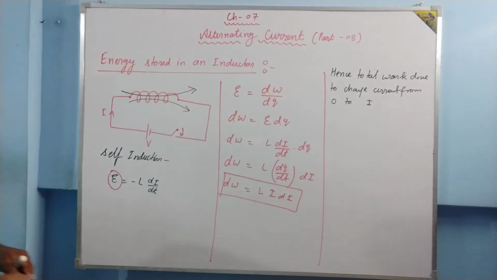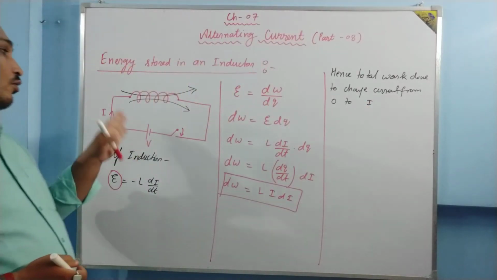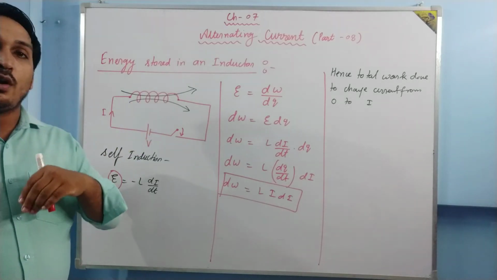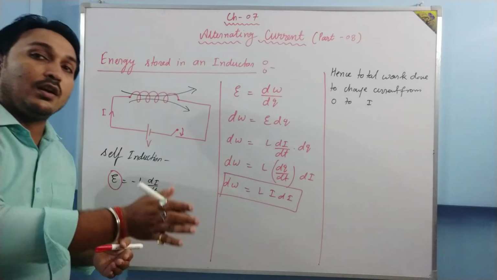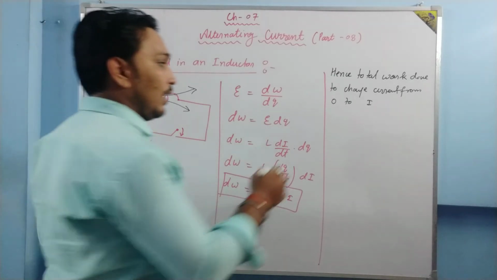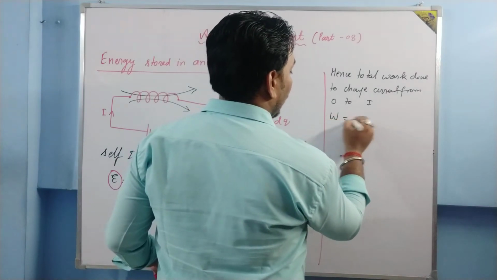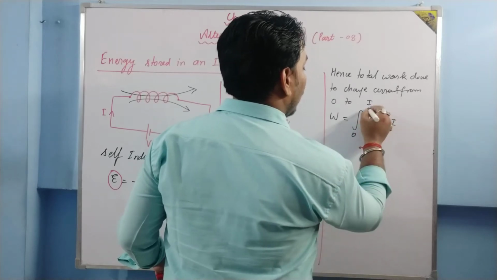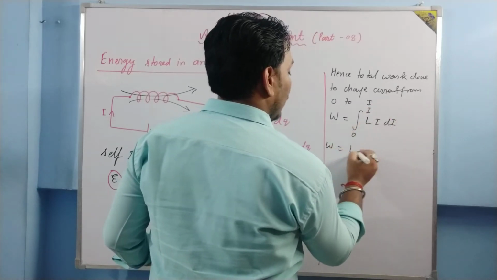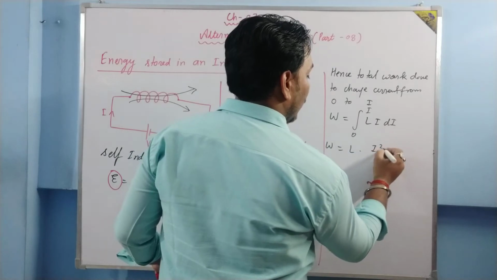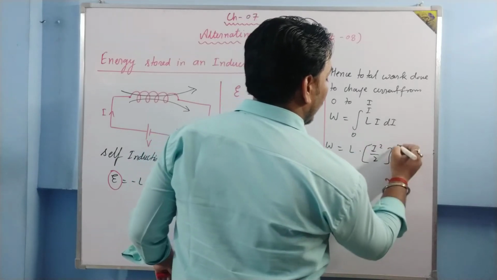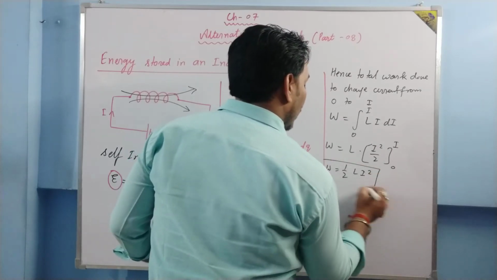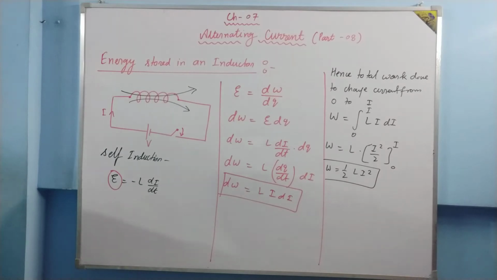Because the induced current opposes the original current, to oppose that original current we have to do work on the system. So here, W is equal to the integration of Li di from 0 to I. L comes out of the integration. We have the integration of i, which is equal to i square by 2, limit 0 to I. Finally, we get half Li square. So this is the amount of work done, which is stored in the form of energy.